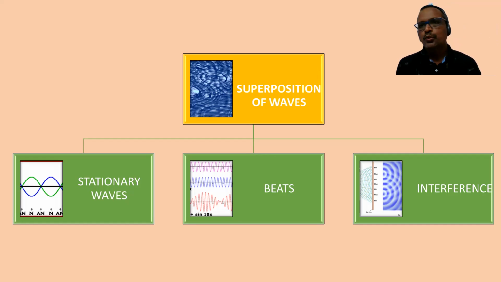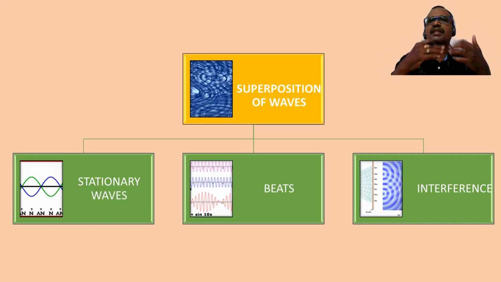So when two waves having same frequency traveling in same direction superimpose each other, they produce interference. When two waves having nearly equal frequency traveling in same direction superimpose each other, they produce beats. Then the third case is when two waves having same frequency are traveling in opposite direction. When waves are traveling in opposite direction, they superimpose each other to produce stationary waves.